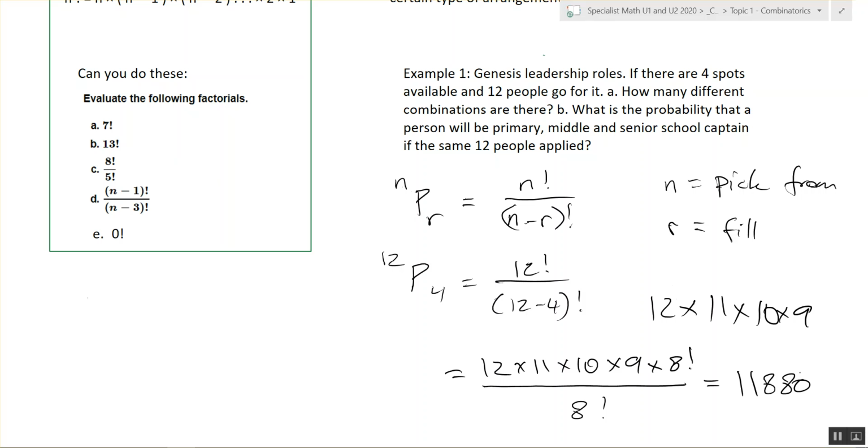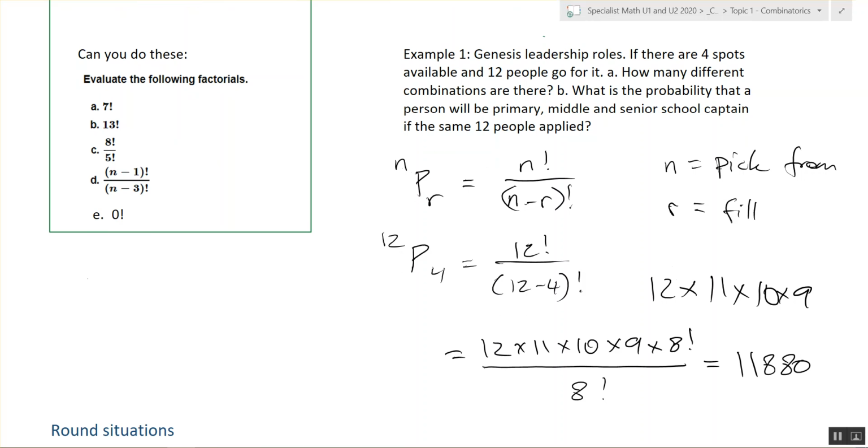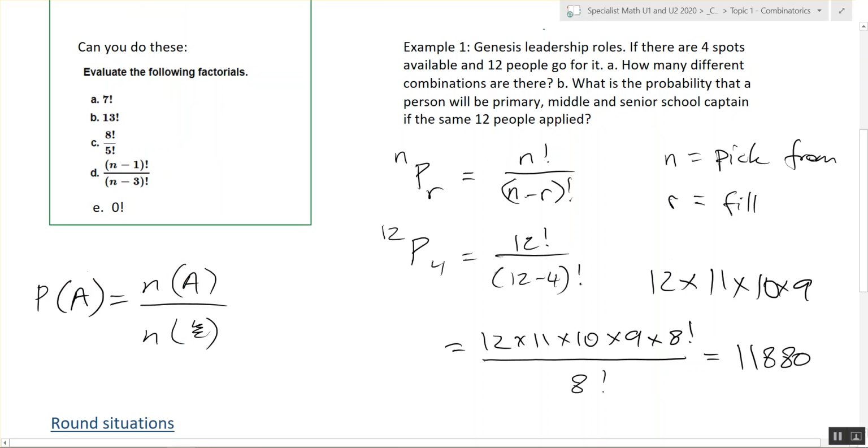All right, the next question, slightly harder. Any thoughts? So the number of A divided by the number of all possible. So that's where the permutation rule comes in handy to find probability. So what's the number of people that apply? So event A.